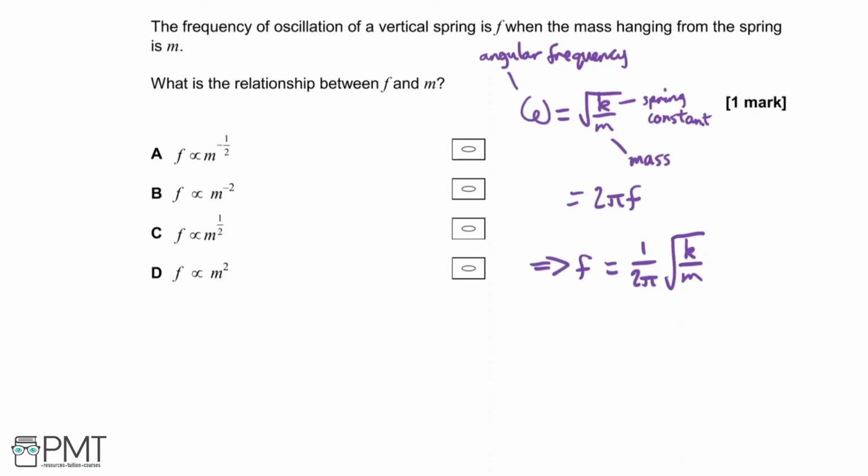So if we rewrite the square root of k over m as the square root of k divided by the square root of m, where the spring constant is a constant, we can see there that the frequency is going to be proportional to 1 divided by the square root of m. Or in other words, frequency is proportional to m to the power of minus a half. Because 1 divided by something is that thing to the power of minus 1, and the square root of something is that thing to the power of a half. So the answer to this is going to be A.